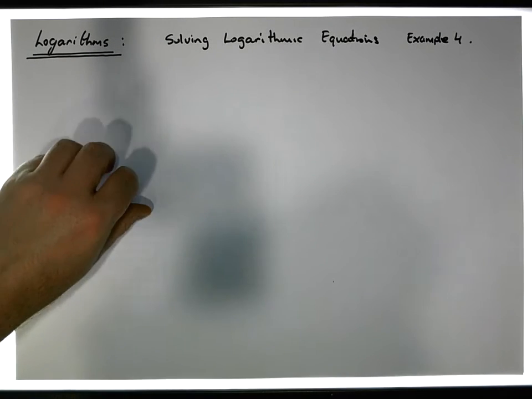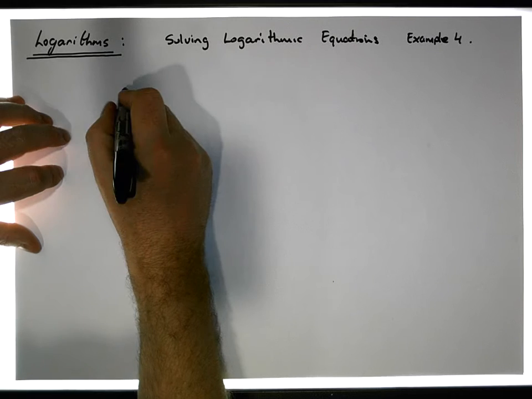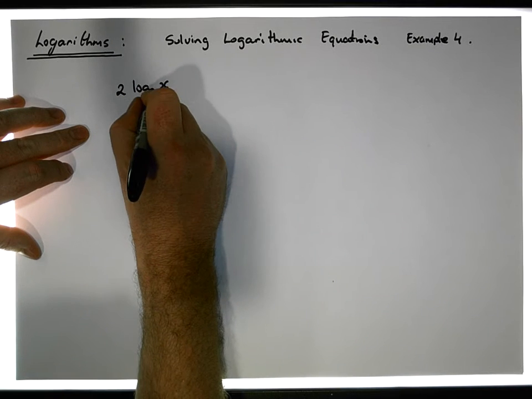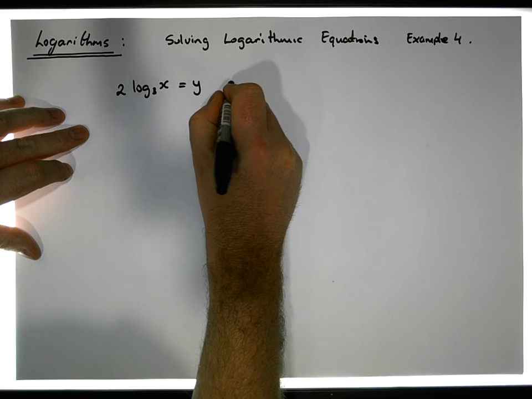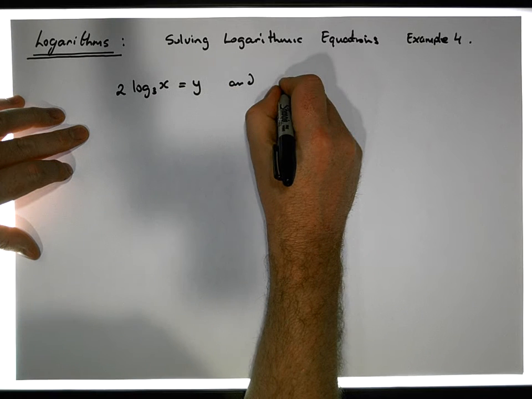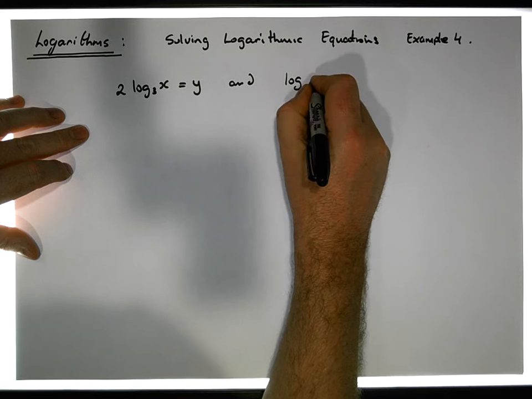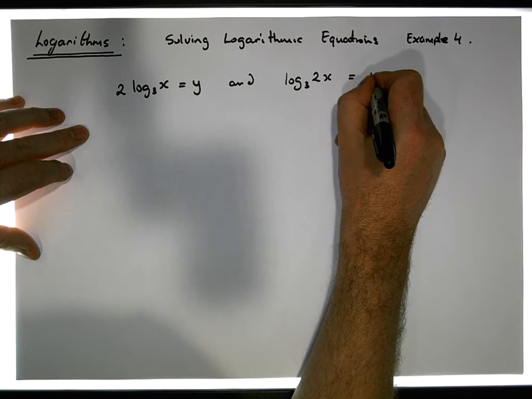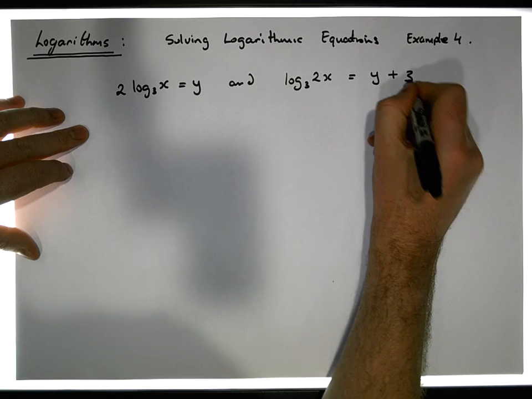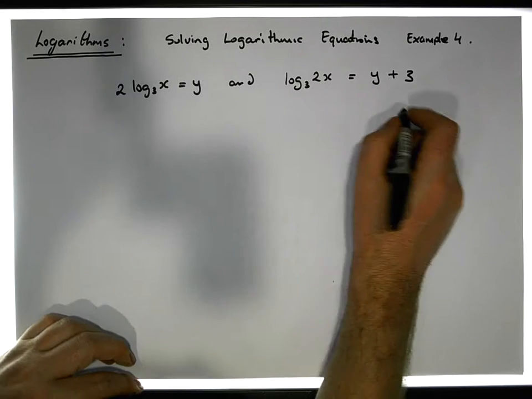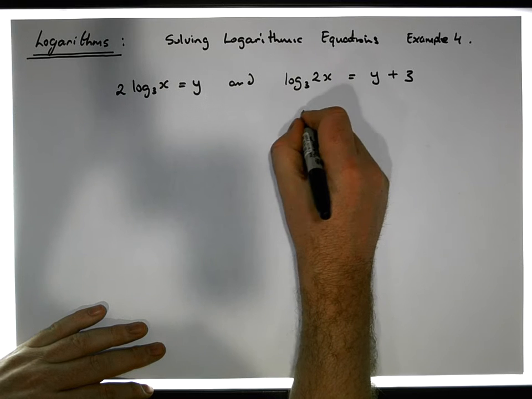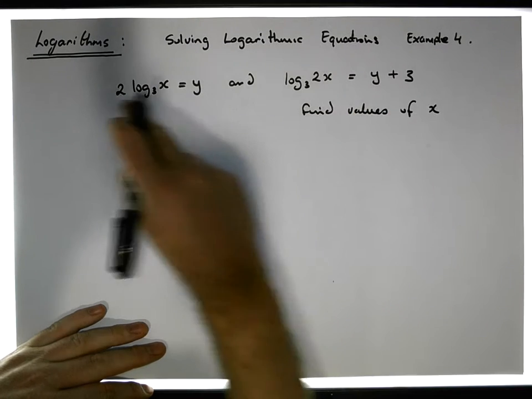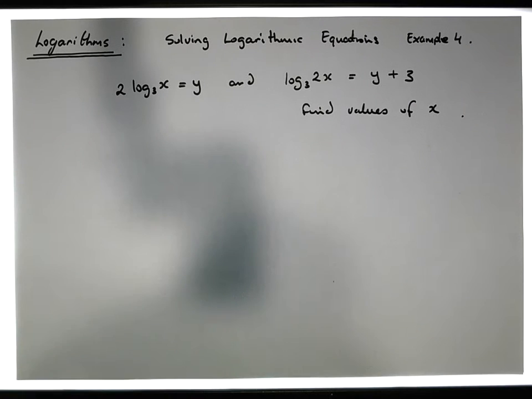What we have is the following two identities. We have that 2 times log of x to the base 3 is equal to y, and what we also know is that log of 2x to the base 3 is equal to y plus 3, for argument's sake. And what we need to do is find values of x that make these two identities true.